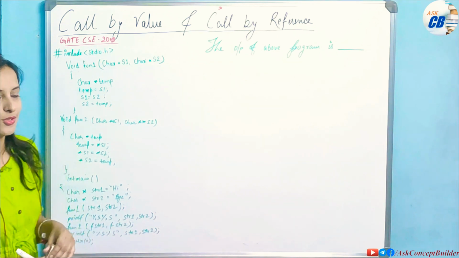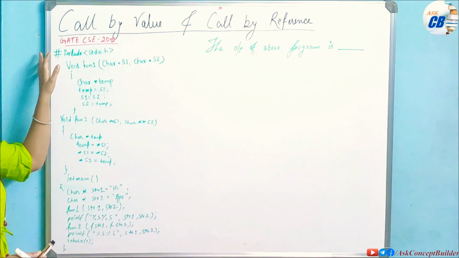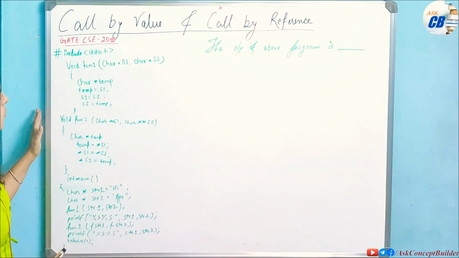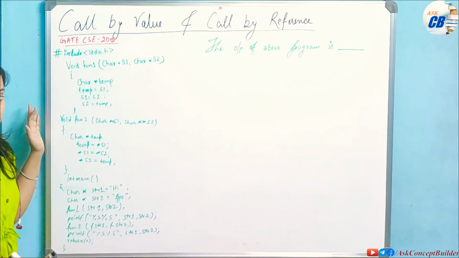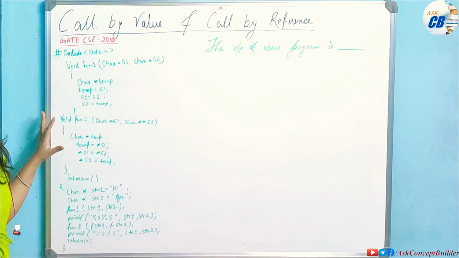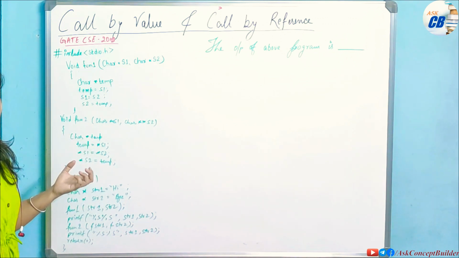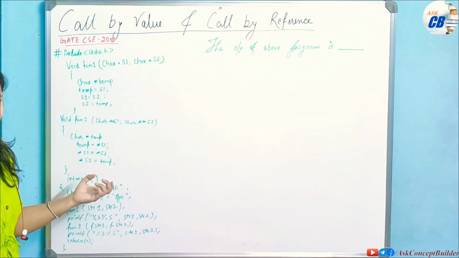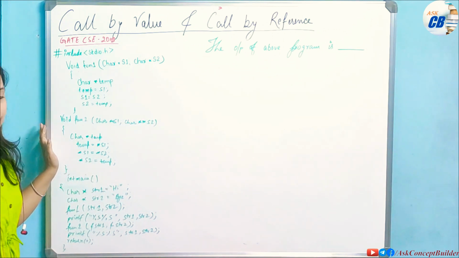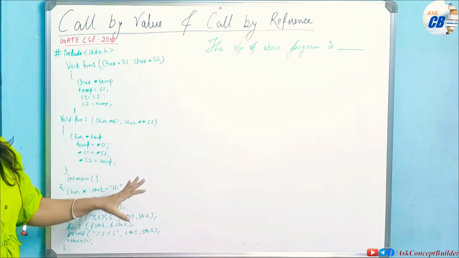Hello everyone. So now we will discuss one more question here. This is a question which came in GATE CSE 2018. This is a pointer based question, and with this question you will get more clarity on call by value and call by reference also. One code is given and they have asked the output of this program. What is the output of this program?